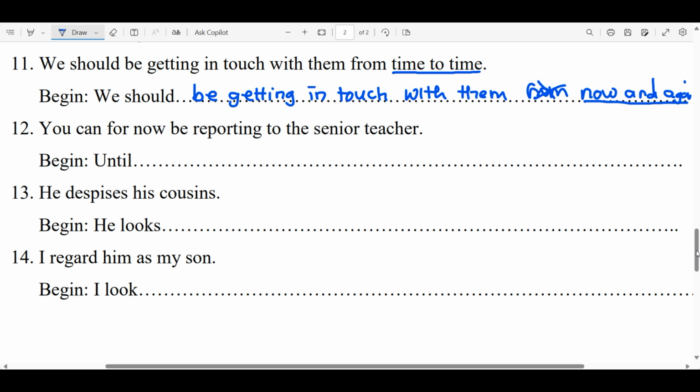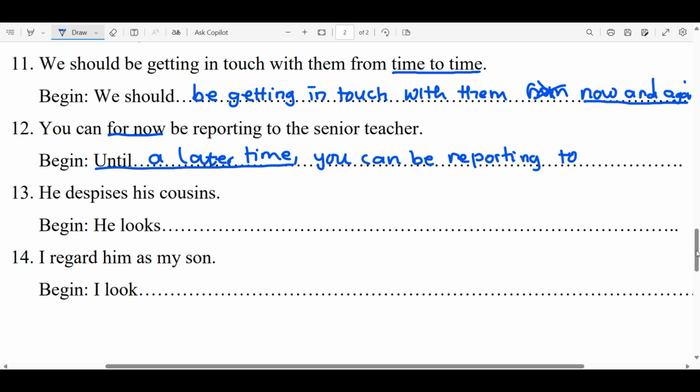We go to question 12. You can for now be reporting to the senior teacher. So what is our phrase in this sentence? The phrase in this sentence is for now. Now we have been given until a later time. So until a later time, comma. So this phrase simply means for now. Until a later time, comma, you can be reporting to the senior teacher.